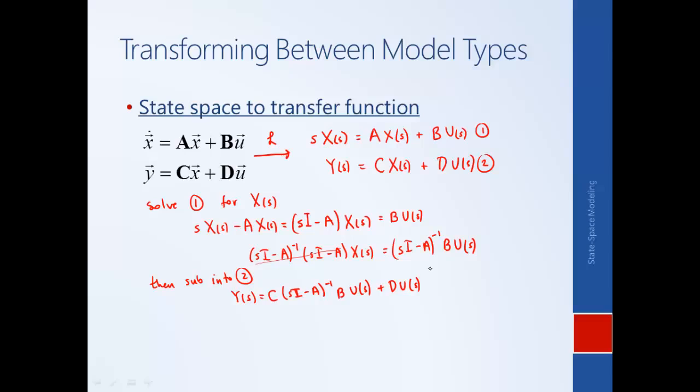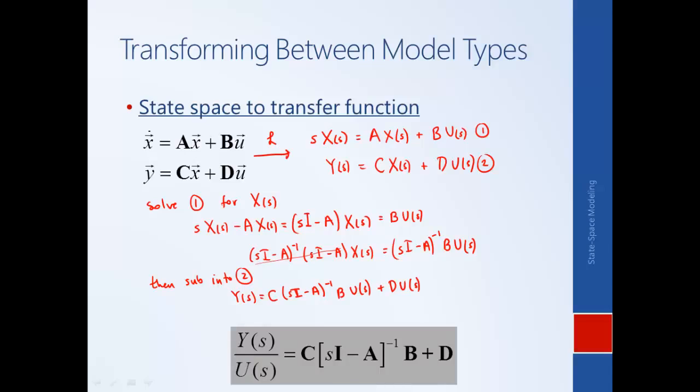Okay. So then we have eliminated x of s. We're just left with our output y and our input u. And then the last thing we need to do is to just get it into the form output over input, y over u. So we can factor out u of s on the right-hand side, and then divide the u of s to the left-hand side.